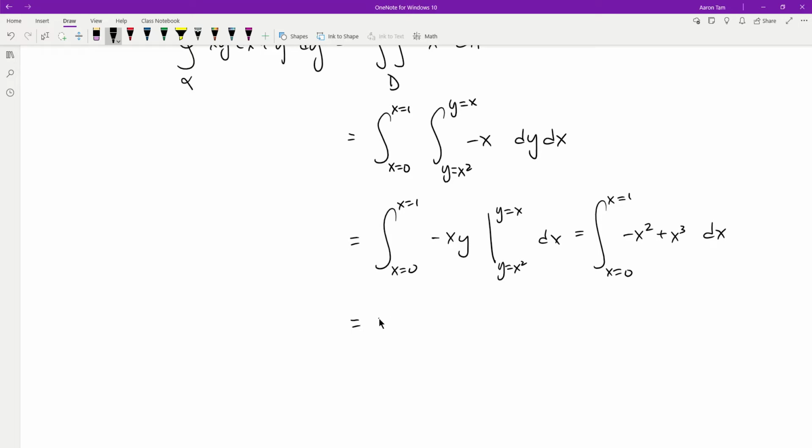And so that comes out to be negative 1/3 x to the third plus 1/4 x to the fourth, evaluated from 0 to 1. That becomes negative 1/3 plus 1/4. And so the common denominator is 12, so it becomes negative 4 plus 3 over 12. So that would be negative 1/12. Notice it matches our answer as it should.